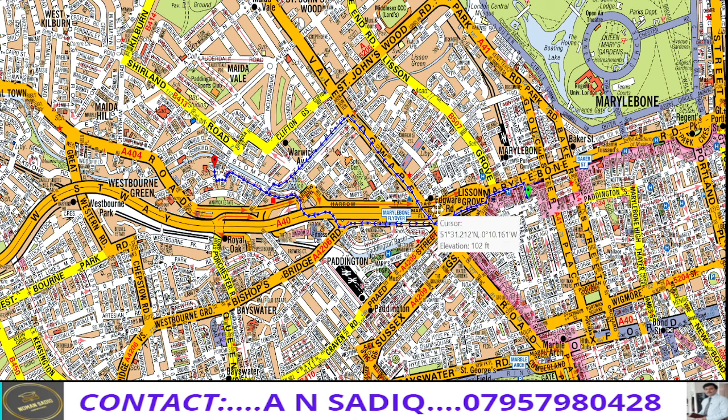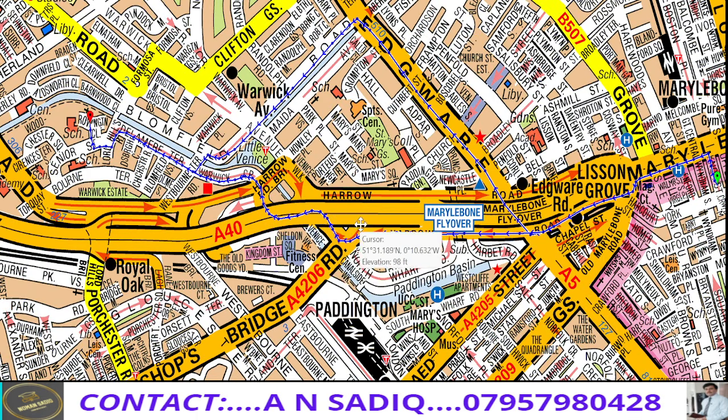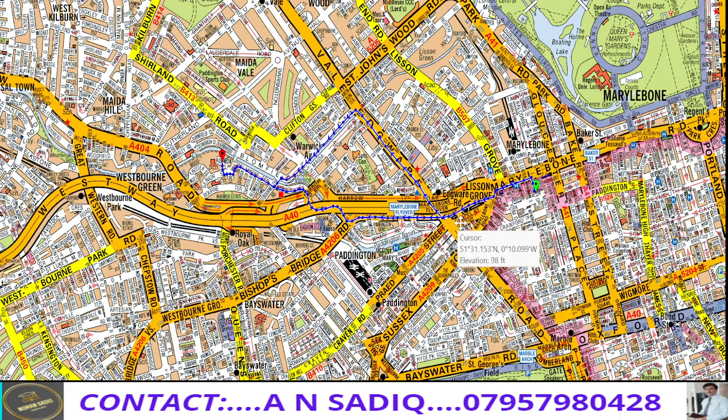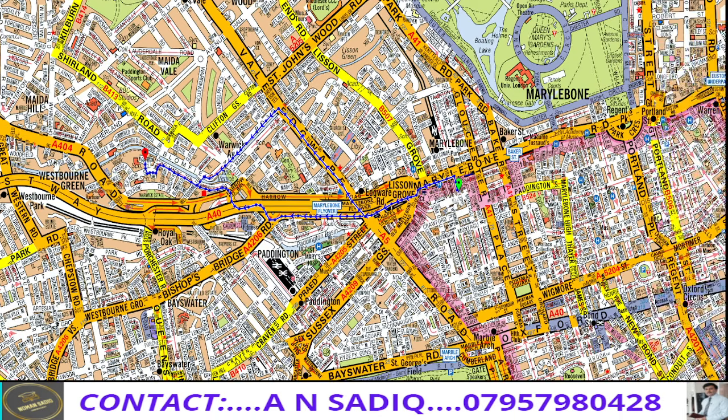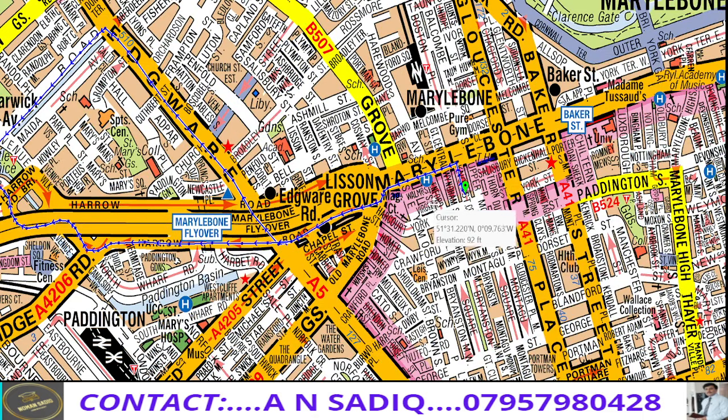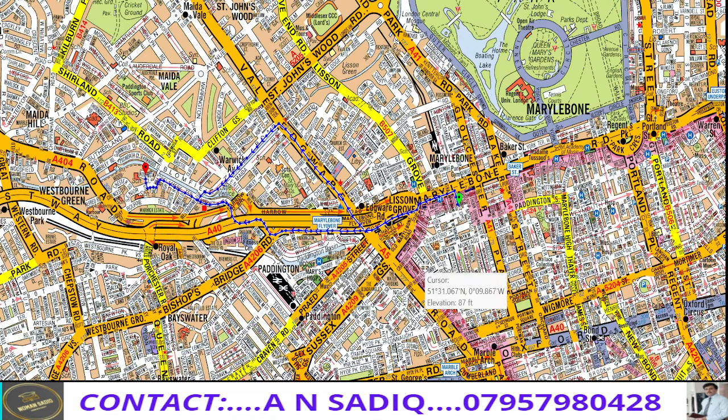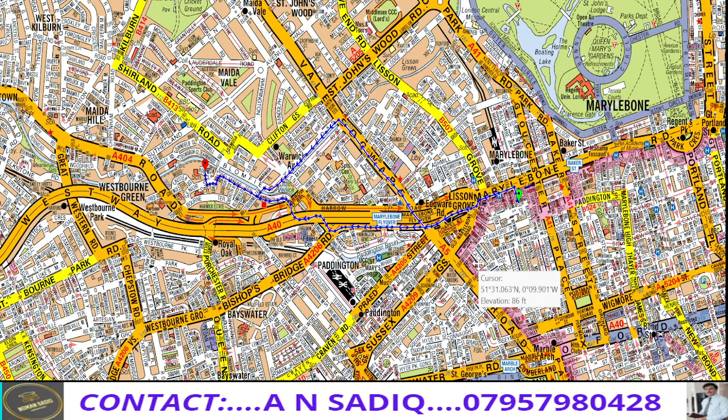So be careful in drawing your route, especially when there is a flyover, when there are roundabouts underneath, or when there is a situation like this, or when a one way is involved, or when a congestion charges zone is involved. So that's the end of today's presentation.